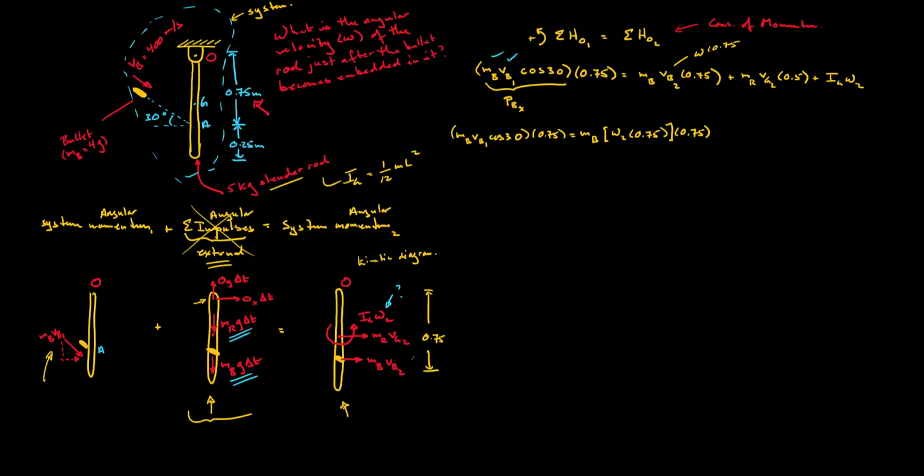The slender rod is undergoing fixed axis rotation. For fixed axis rotation, we know that the linear velocity is equal to omega multiplied by r, where r is the distance between the axis of rotation and the point at which we are attempting to calculate the velocity.